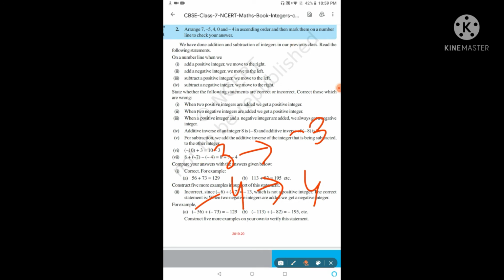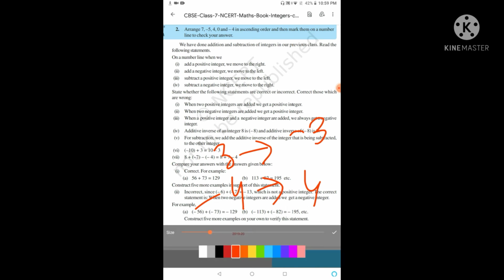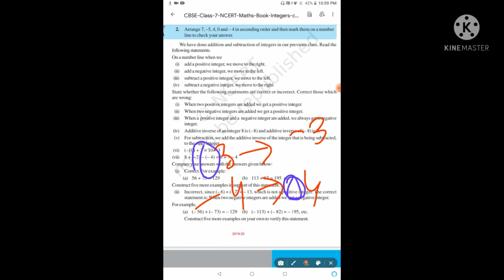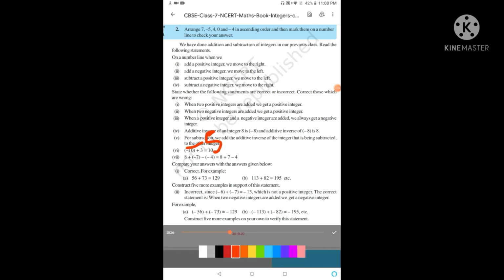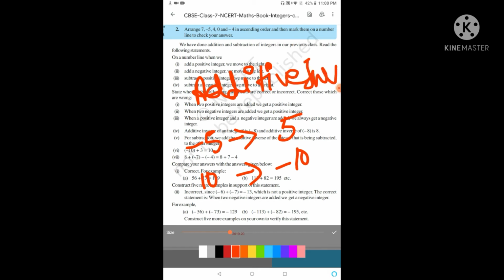Don't show the plus sign. If there is no sign in front of a number, it means it is positive, meaning it is plus, okay? So there is no need to show the plus sign, okay? Now if I ask the additive inverse of minus 5, the answer will be 5. If I ask for 10, the answer will be minus 10. So this is called additive inverse. Clear?